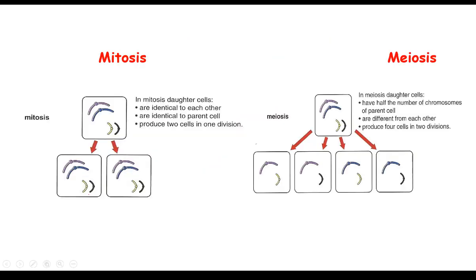And I'm just showing you this diagram because it highlights how in mitosis, and if you look at the colours of the chromosomes and the number of them, the daughter cells in mitosis are identical to the parent cells. Whereas in meiosis, the daughter cells are genetically different from the parent cell. And as well as that, they are also genetically different from each other. None of these cells here contain the same information.